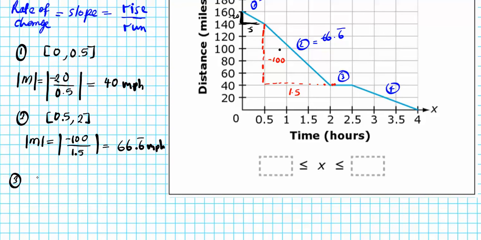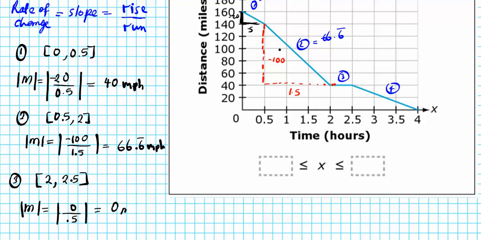So for interval 3, we are going from 2 to 2.5. The rate of change there, the speed, or the absolute value of the slope, is rise over run. We don't have any rise here. Run, 2.5 minus 2, is 0.5. So what is 0 divided by any non-zero number? 0 divided by any non-zero number is simply 0, right? So 0 divided by 0.5 is 0 miles per hour.